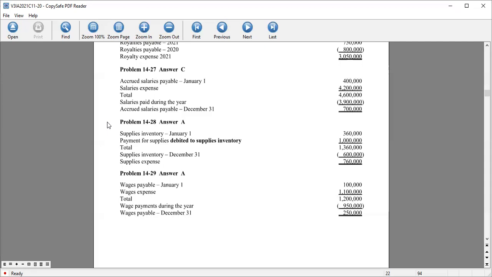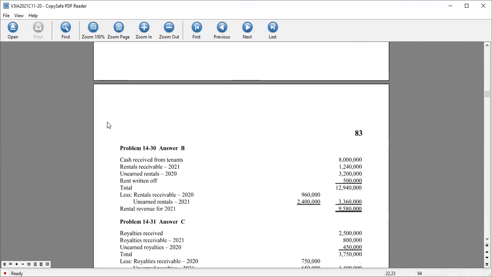Then number 30, under accrual basis, what amount of rental revenue should be reported for the current year? And we have now in number 30 cash received from tenants, rentals receivable, unearned rentals beginning, and rent written off. So from the total of 12,940,000, we deduct rentals receivable beginning and unearned rentals of 2021 of 2.4 million. Rental revenue for 2021 is 9,580,000. So 9,580,000 in 14, that's 30.